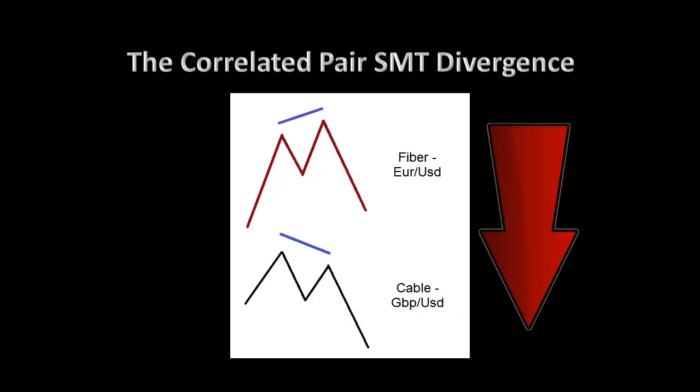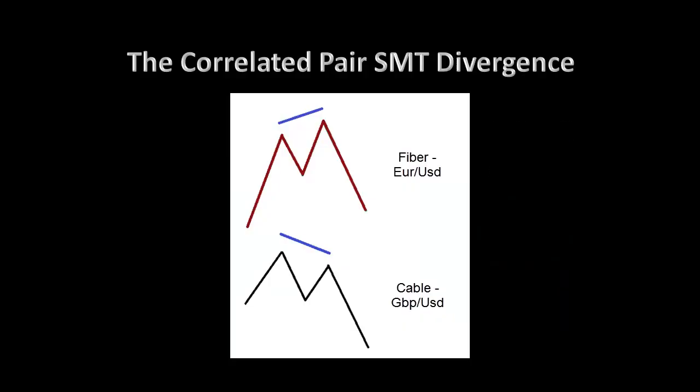One pair making a higher high while the other pair that's closely correlated fails to make a higher high. That is a correlated pair SMT divergence. When you see this unfold at a key resistance level that's already predetermined on your chart, and it's the time of day when you would expect a signal to unfold, kill zone, we can get in there and take our short sells. It confirms our predetermined bias for the move or day's trend.